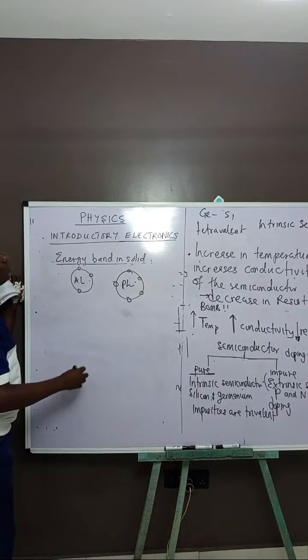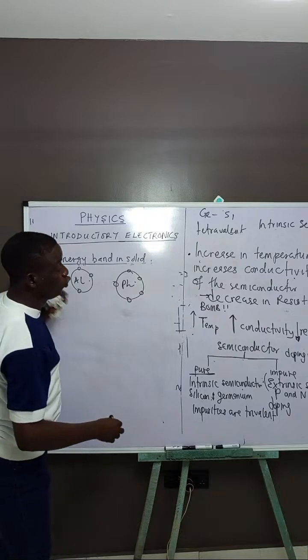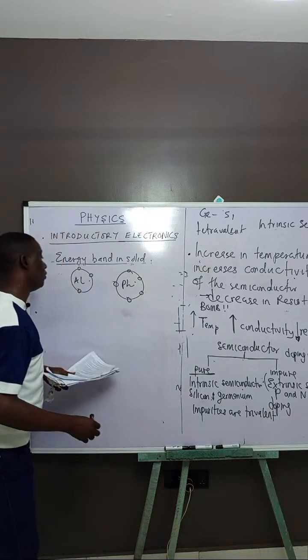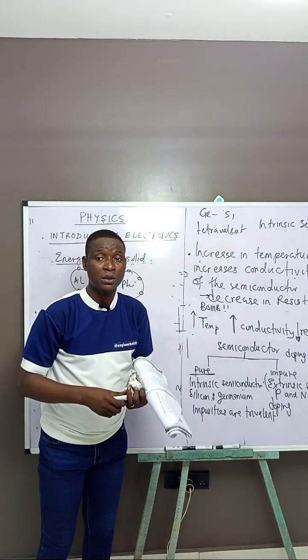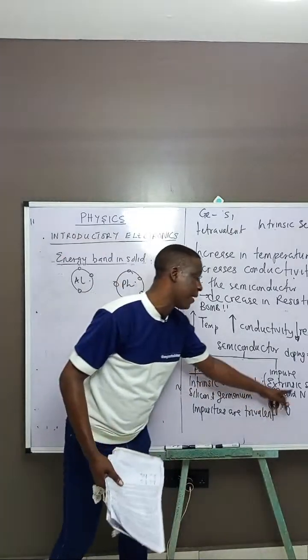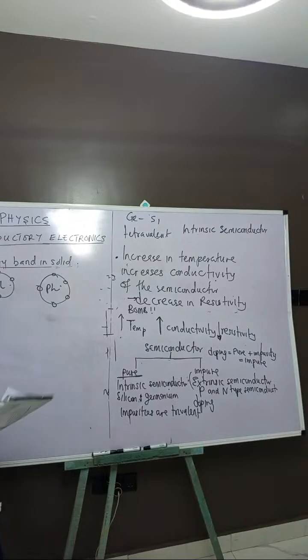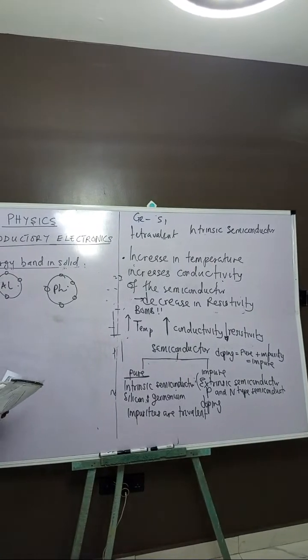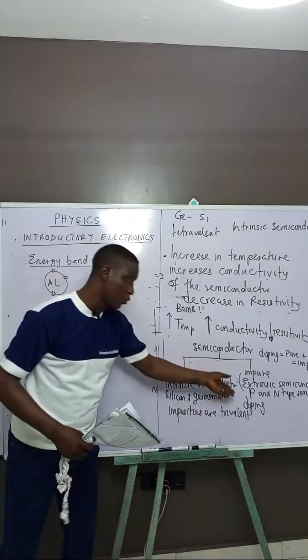So we can either use phosphorus, which is group 5, or we use aluminium, which is group 3, to achieve our aim. Now, based on how we achieve our aim, to achieve p-type and n-type semiconductors is by adding a trivalent element or pentavalent element to achieve an extrinsic semiconductor.